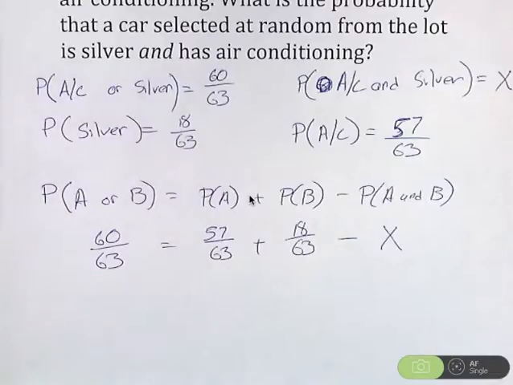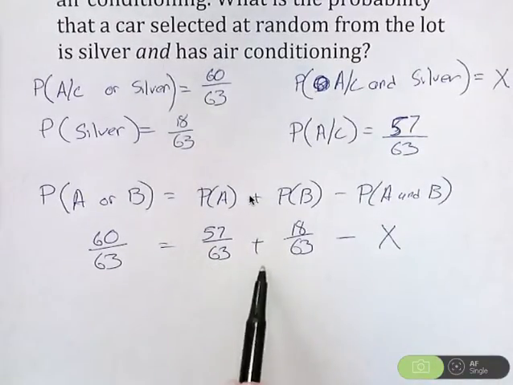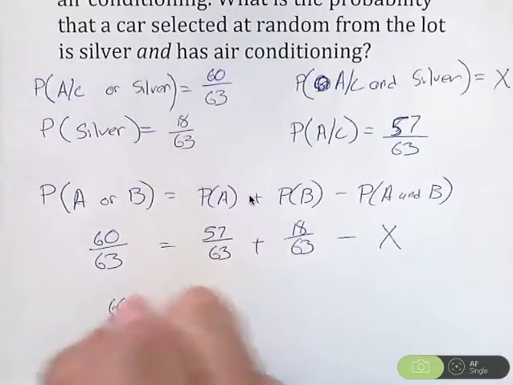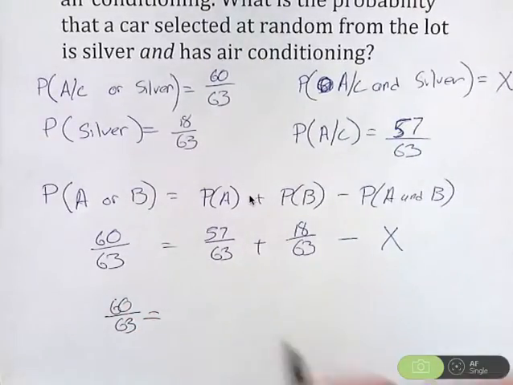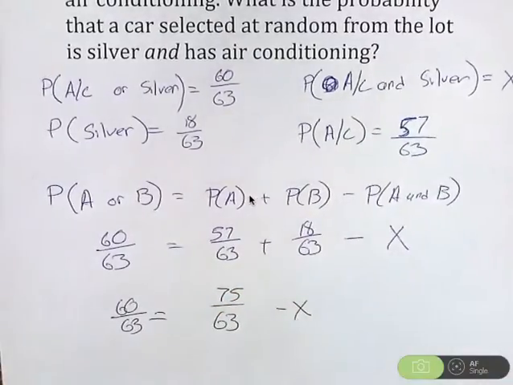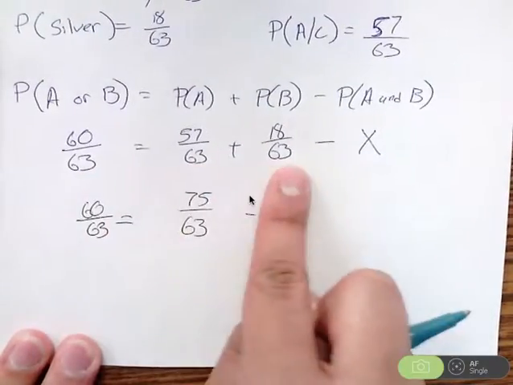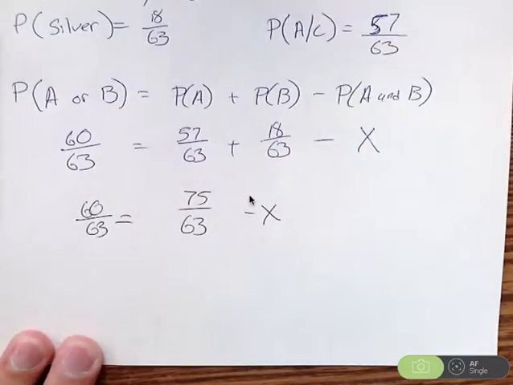So all we want to do is solve this equation for X. First thing I'm going to do is clean up this right side, which means I can do 57 over 63 plus 18 over 63, and that becomes 75 over 63 minus X. If you wanted to convert all of these to decimals, add the two decimals, and then subtract it over to the other side, you could do that. I'm just keeping it in fraction form to preserve any rounding until the very end.